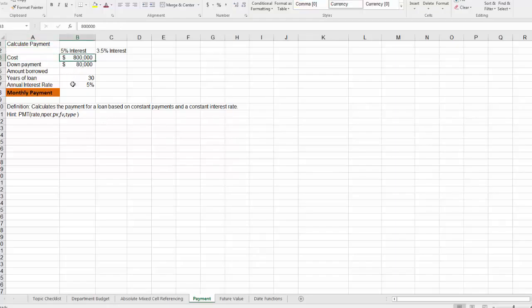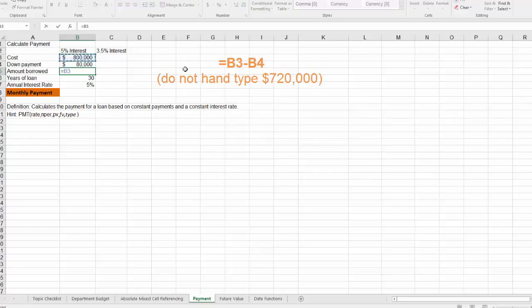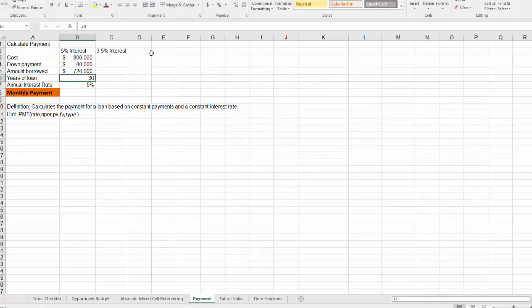The cost of the item is $800,000. We've decided to put a down payment of $80,000, which means we're borrowing 800 minus 80. So let's calculate that. Equals 800,000 minus 80,000. So we're borrowing $720,000. We're borrowing that money for 30 years at an annual interest rate of 5%.